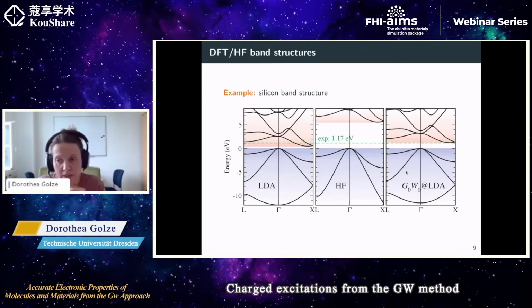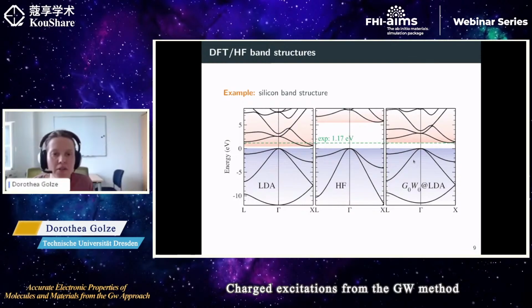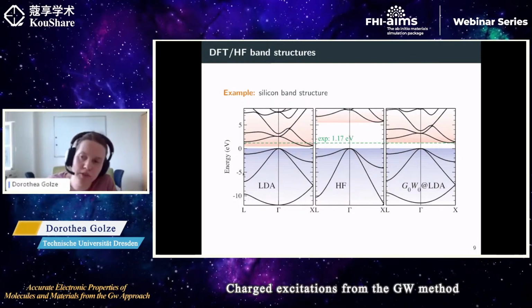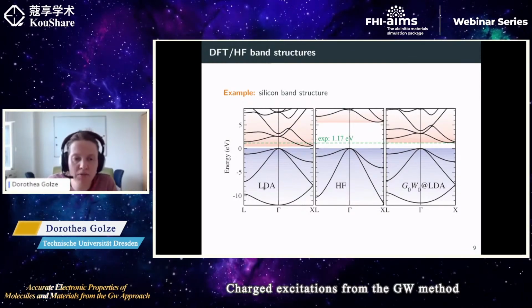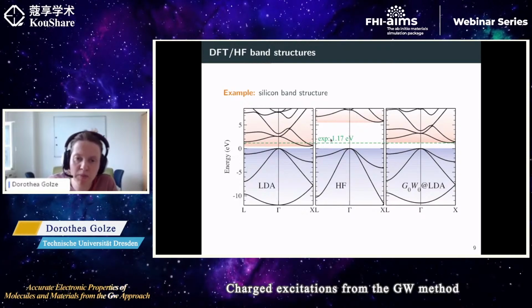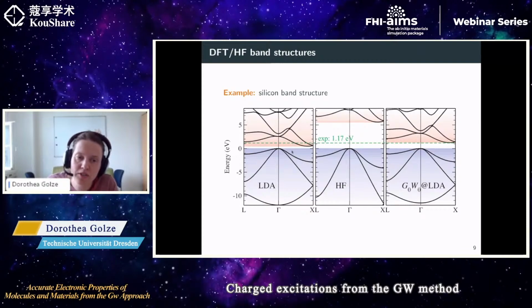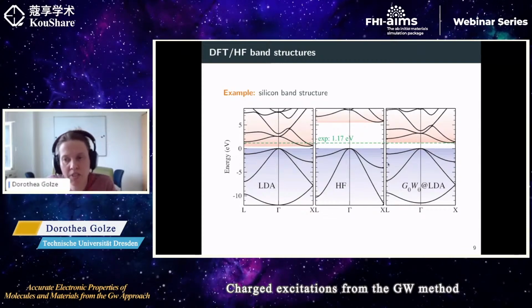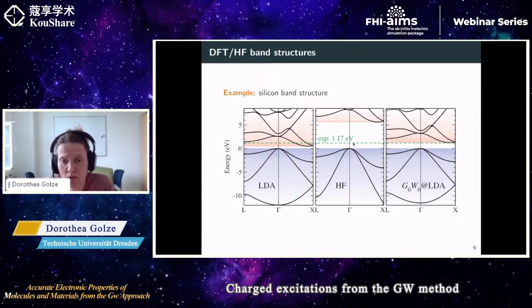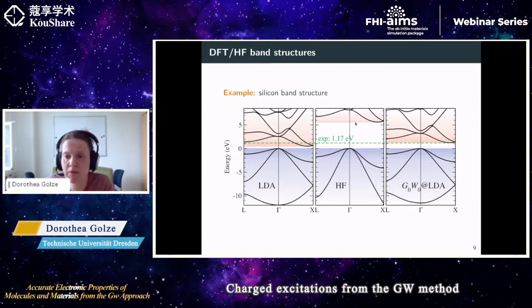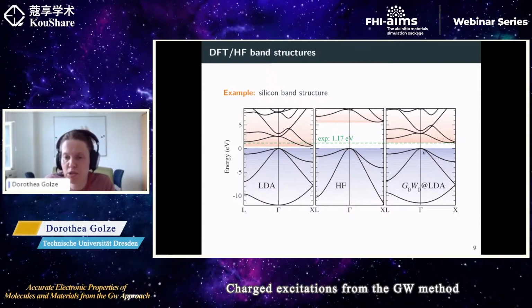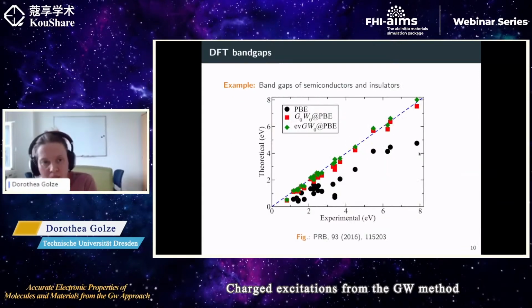Now for solids, it's very similar. We have here the silicon band structure, with the DFT eigenvalues computed with an LDA functional. The experimental gap is indicated with this green dashed line, and you see the DFT gap is much too small. If you take the eigenvalues from Hartree-Fock, you see that you drastically overestimate the band gap. And again, much better with GW.